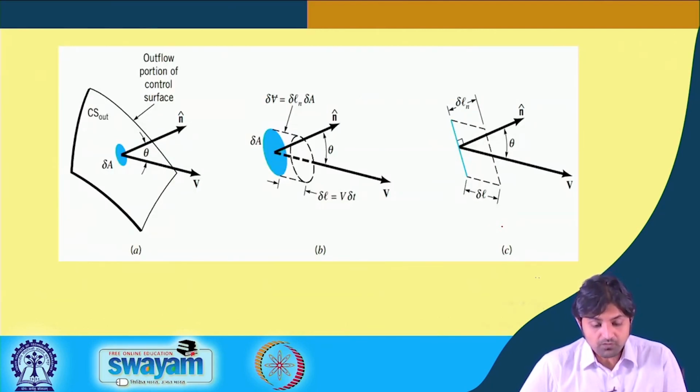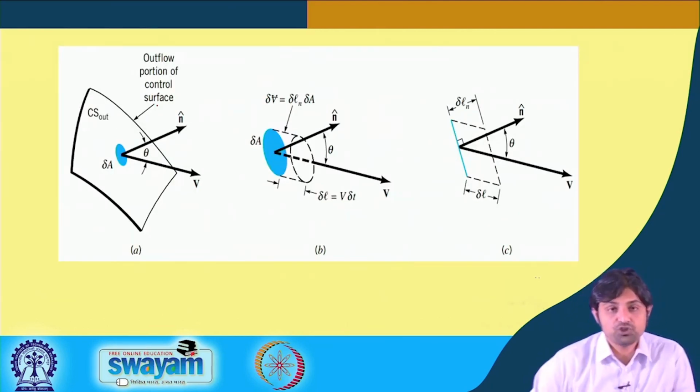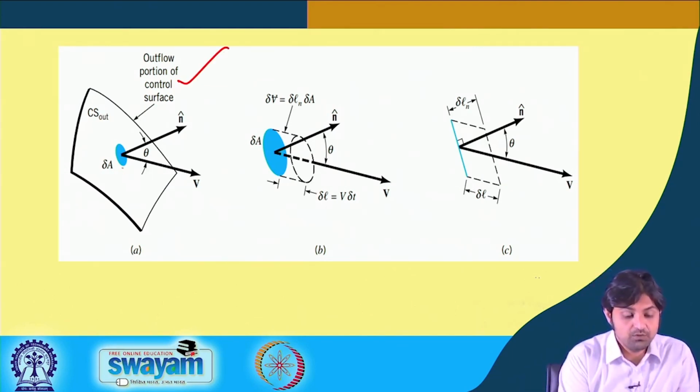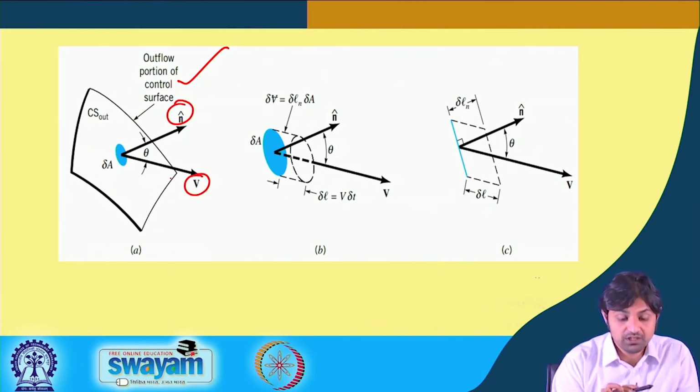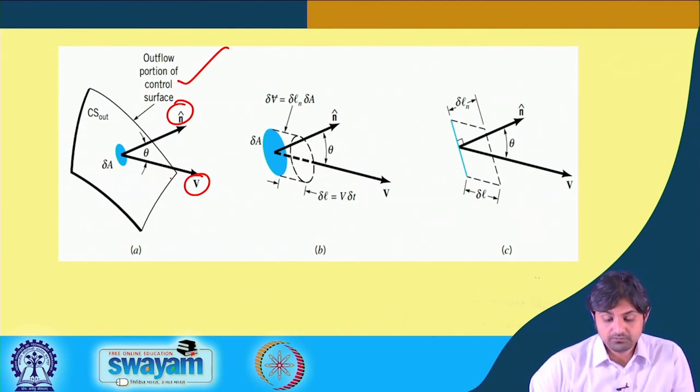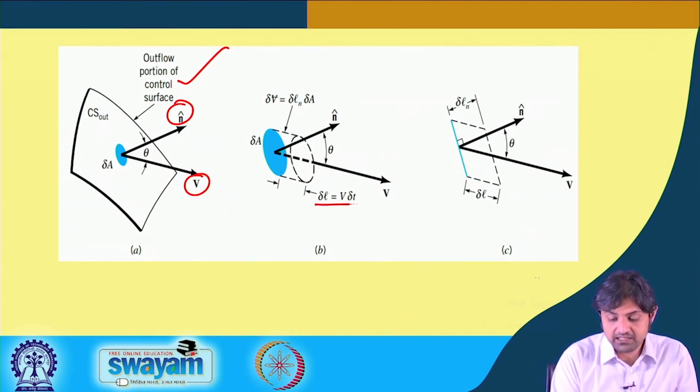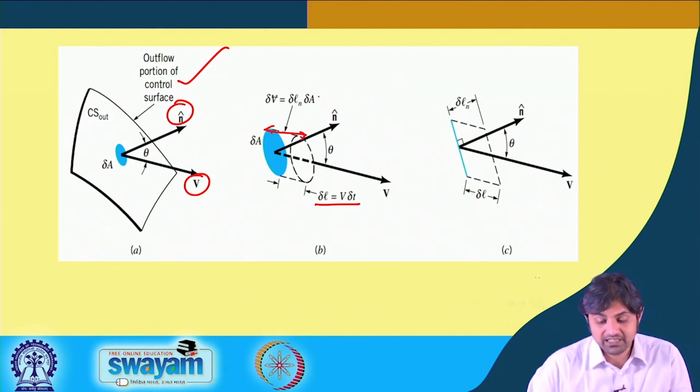This is the outflow portion of the control surface. This is the cross sectional area out, this is delta A, this is the velocity V, and this is the normal to the surface, and this is the angle theta. Now in time delta t, the fluid has progressed V delta t, and this length will be delta L. So this length that has progressed is delta Ln into delta A.